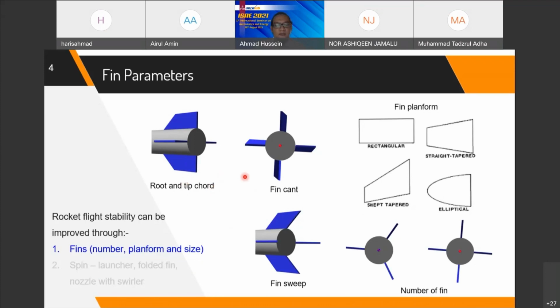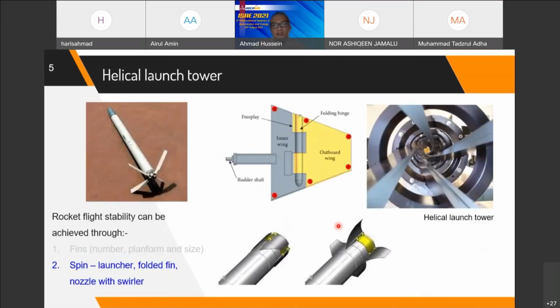The second parameter is the fin cant. We can also vary the fin cant angle, the fin planform, the fin sweep, and we can play around with the number of fins. But this is not our main focus in this study. Another way to achieve stability is through spin stabilization. Basically, in spin stabilization, the rocket can go further than an unstable rocket.